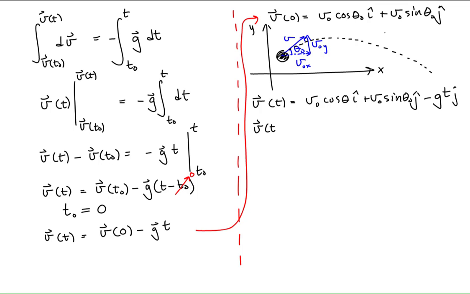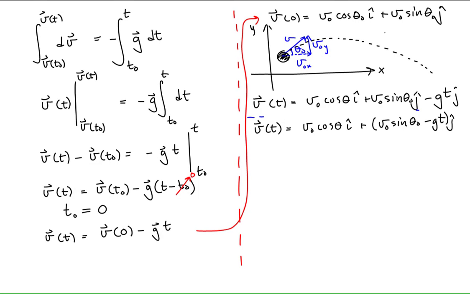So our velocity has two components. It has an x component given as v naught cosine theta naught i hat, and a y component given as v naught sine theta naught minus g t j hat. This expression for velocity as a function of time will enable us to find the position of our object as a function of time.